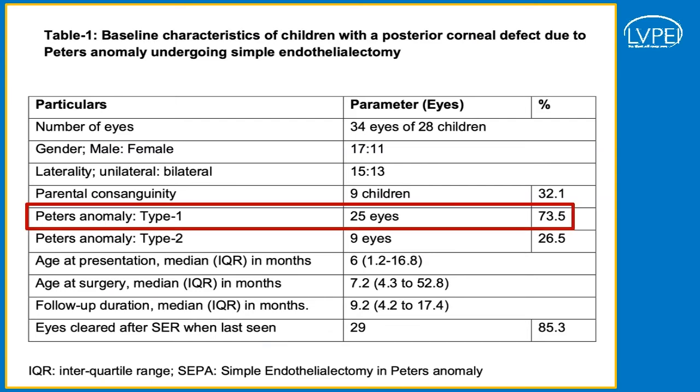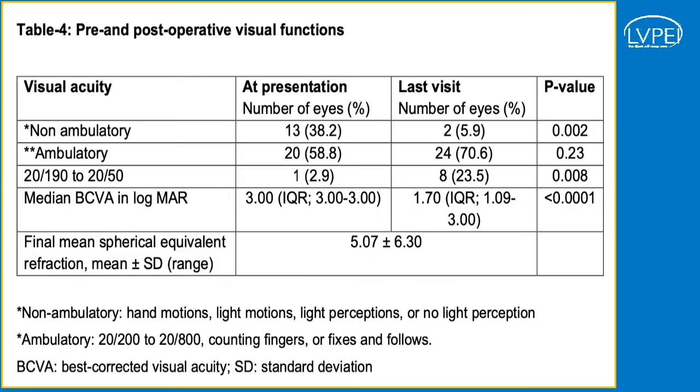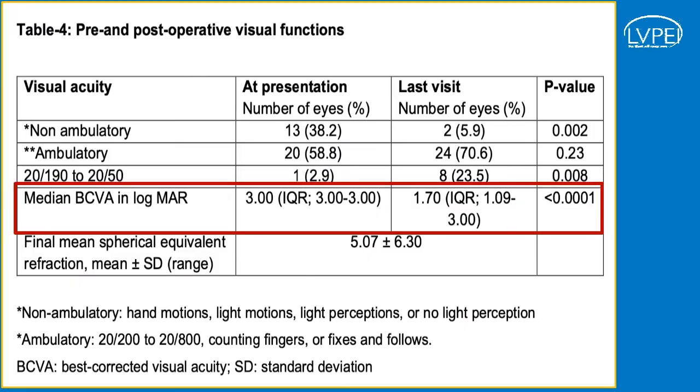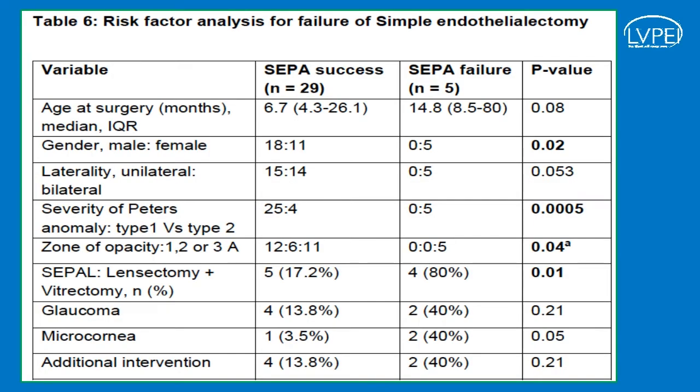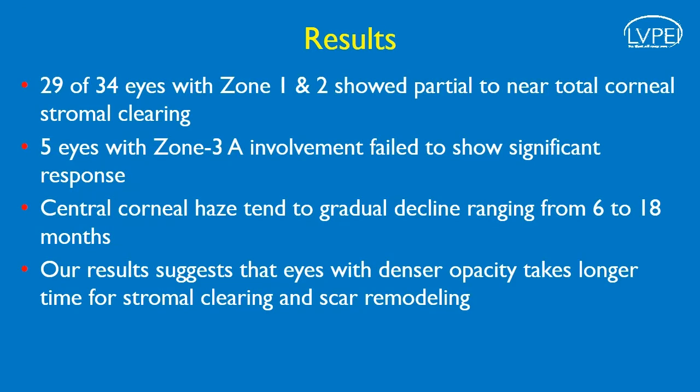Median age at surgery was 7.2 months, and 85% had a discernible corneal clearance. 97% had ambulatory vision, and BCVA significantly improved owing to the resolution of the corneal opacification. On careful evaluation of the factors responsible for SEPA failure, we found that severity of the disease, the zone of involvement, and additional intervention seem to be the important risk factors for non-resolution of the corneal edema. 85% of the mild to moderate cases had significant corneal clearing in comparison to the severe disease.